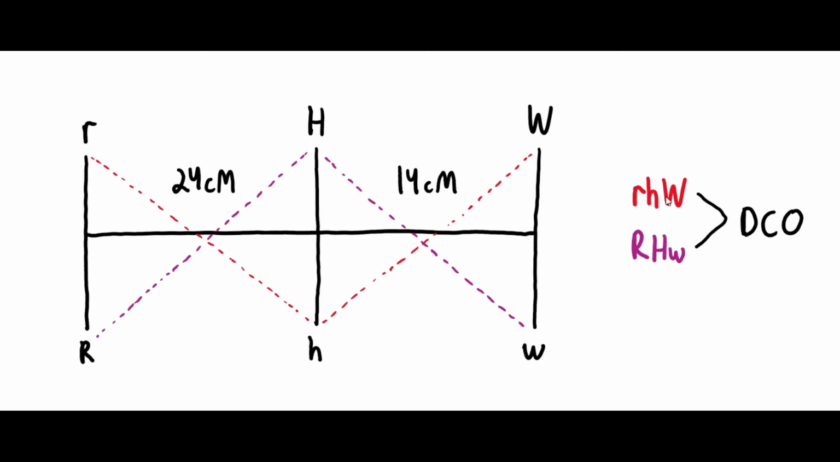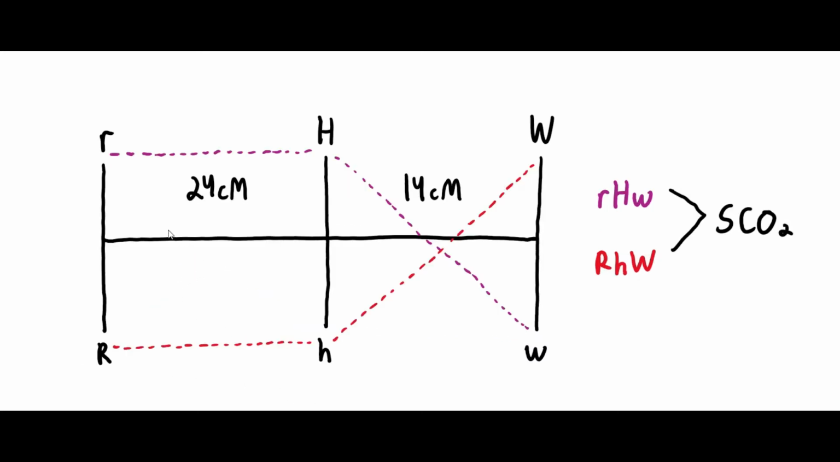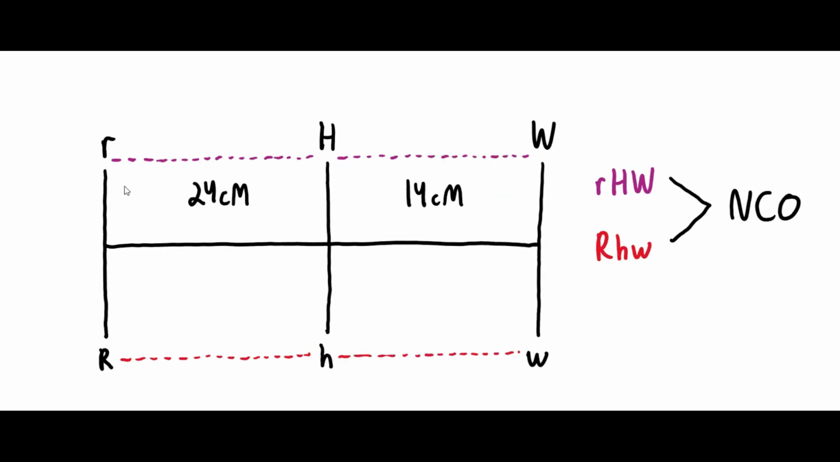Following the red line, we get our little r, little h, big W. And for our purple, we get big R, big H, little w. For a single crossover 1, we get little r, little h, and little w. And following the red lines, we get big R, big H, and big W. For single crossover 2, we get little r, big H, and little w, and big R, little h, big W. Lastly, for no crossover, we get little r, big H, big W, and big R, little h, little w.